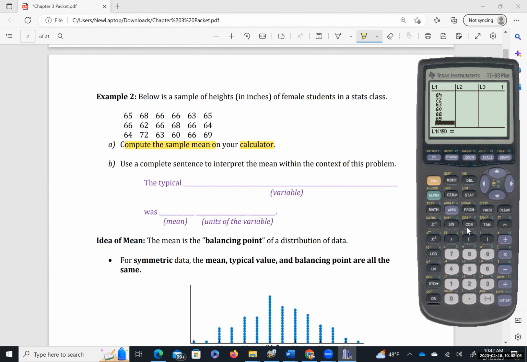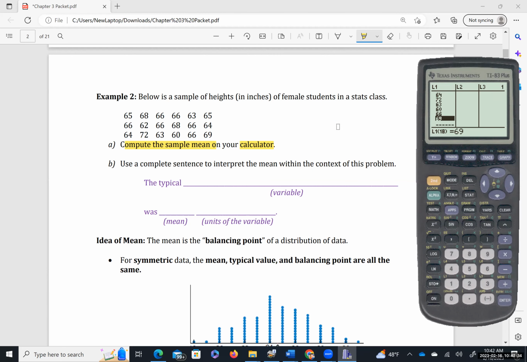As you can see right now, I have L1 19, which means the 19th data value would go here, but we only have 18, so we stop right here. I want to make sure it was 18 data values, and you can recount to make sure you don't miss anyone.